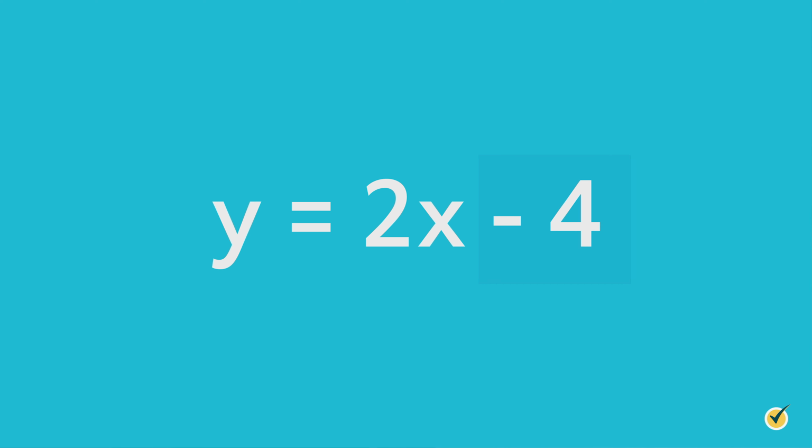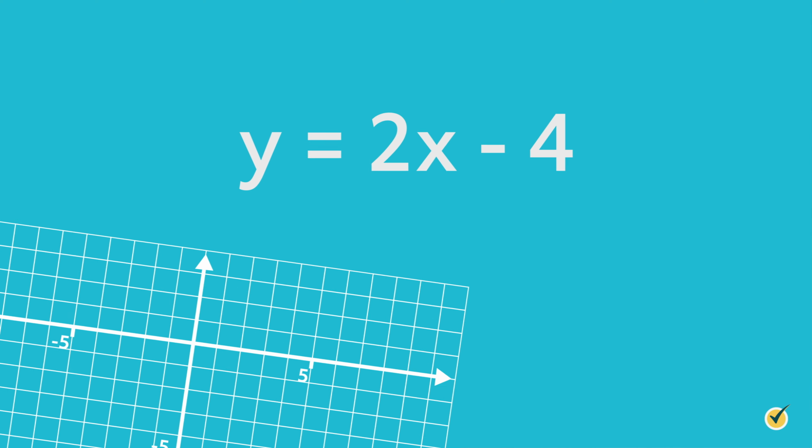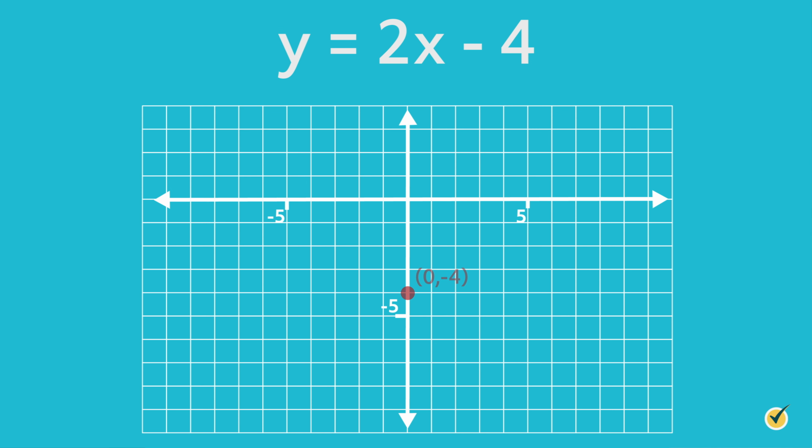Step 1. Identify the y-intercept. Our b value in this equation is negative, so our y-intercept is also going to be negative. 0, negative 4. Step 2. Plot the y-intercept on the graph. Step 3. Identify the slope. Remember, the slope is our m value, so in this case it is 2. Step 4. Use the slope to plot a second point. When we are given a whole number, we can turn it into a fraction by placing it over 1. This doesn't change the value of the number because any number divided by 1 is itself.